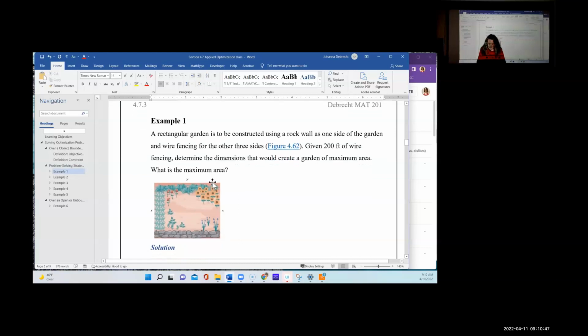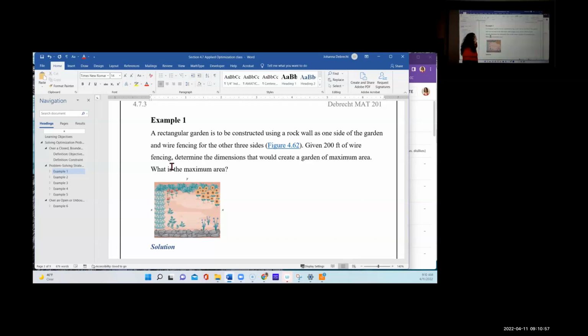Okay. So now we're going to start with the examples. Most of what we're going to do today is just work examples. So we're looking now here at example 1. And there's a picture of a garden over here on the left. It's got a stone wall at the bottom of the garden.